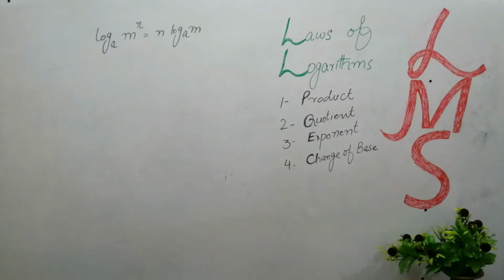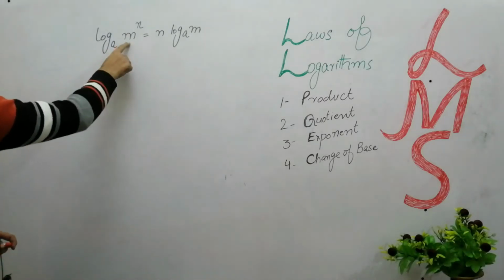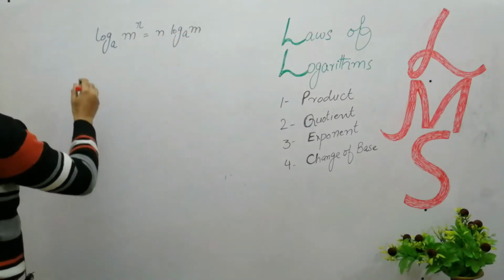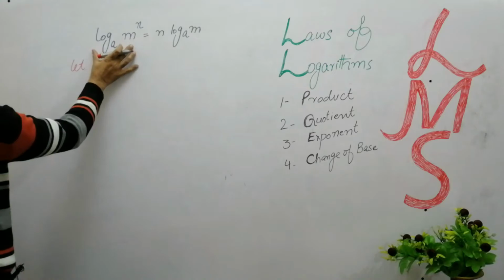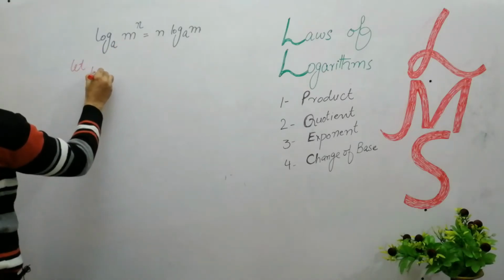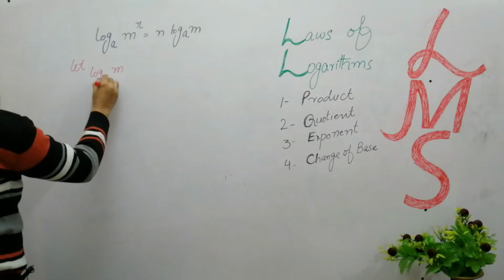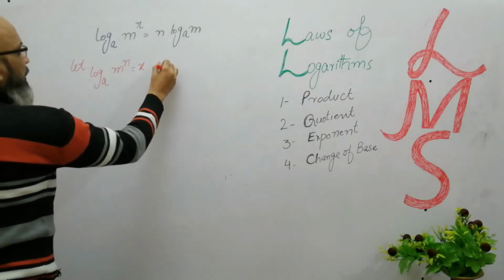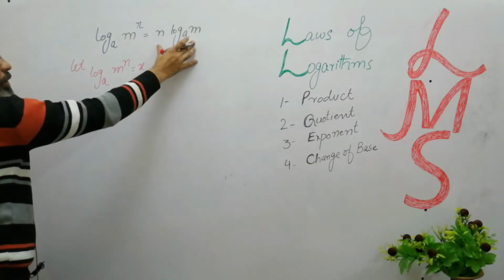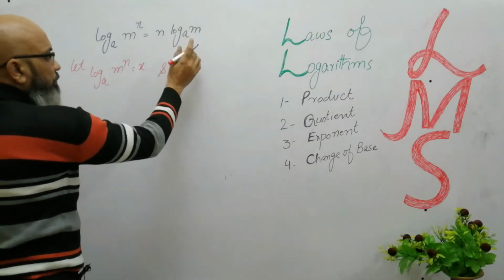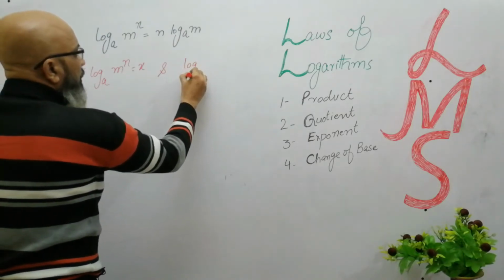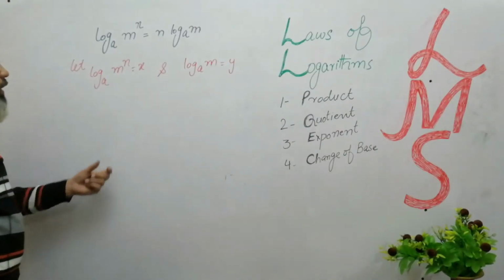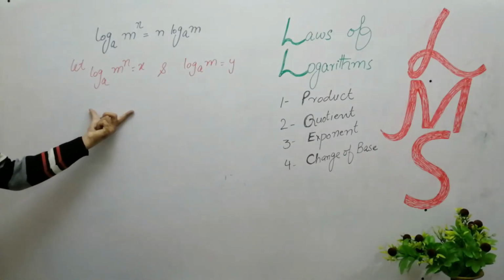Now come to the third law, that is the law of exponent. In this law we have to prove log m with base a exponent n is equal to n log m with base a. So first we will put this value equal to x: log m with base a to the power n is equal to x, and this value is equal to y: log a m is equal to y. Now write this logarithm form into exponential form.